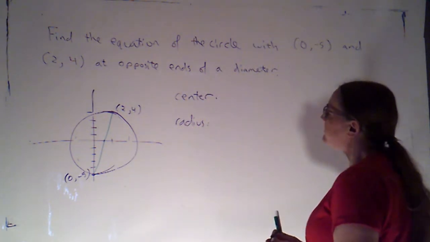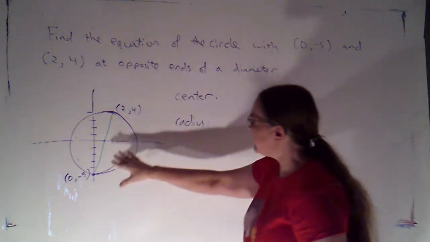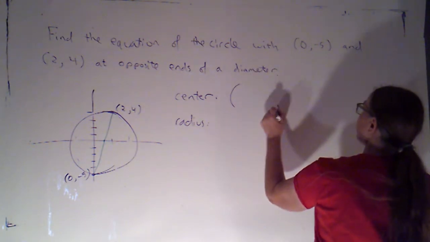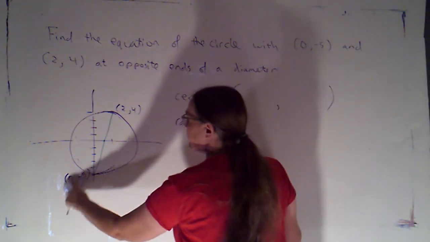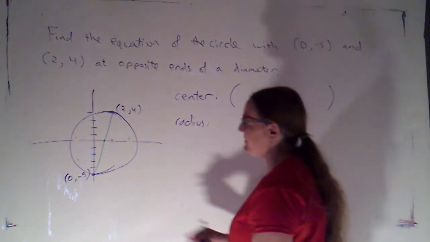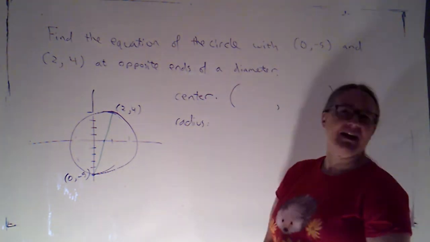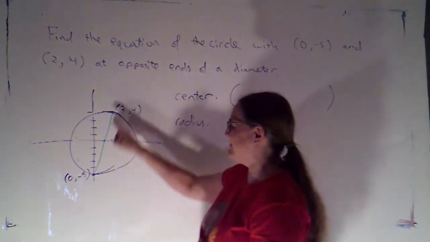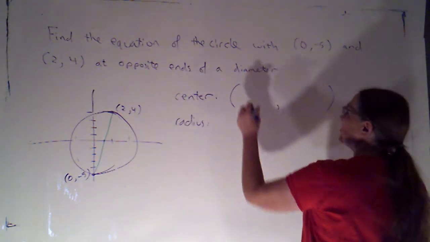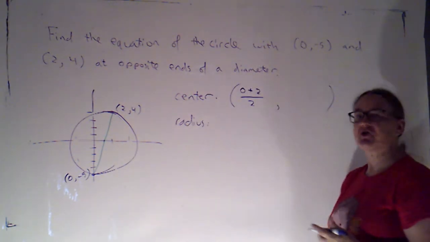Now the center is going to be what's halfway in between these 2 points. What that means is that the x value has to be halfway between 0 and 2, and the y value has to be halfway between -5 and 4. Now I can probably see by inspection that 1 is halfway between 0 and 2. But in general, what I can always do is just average them.